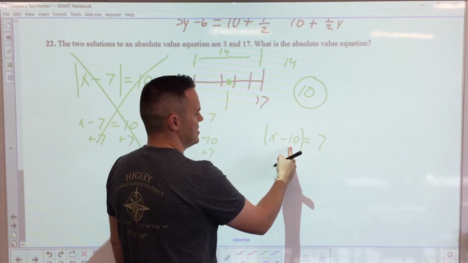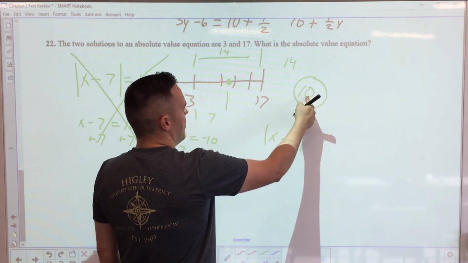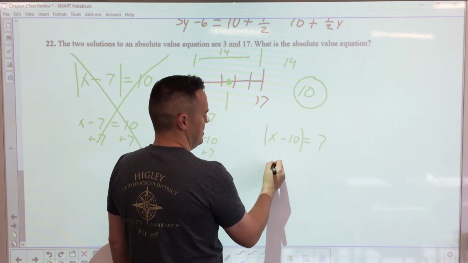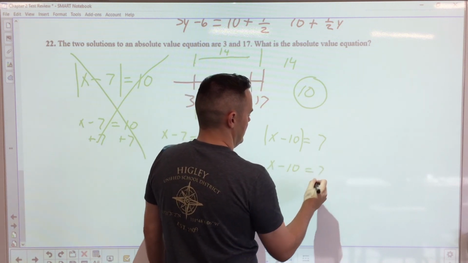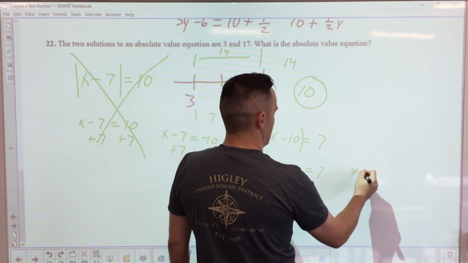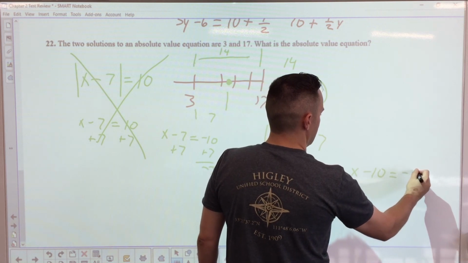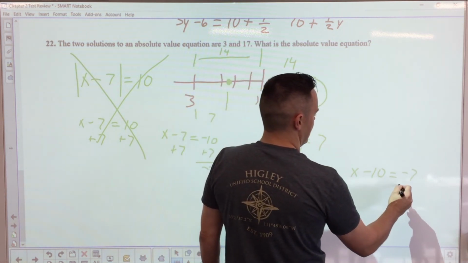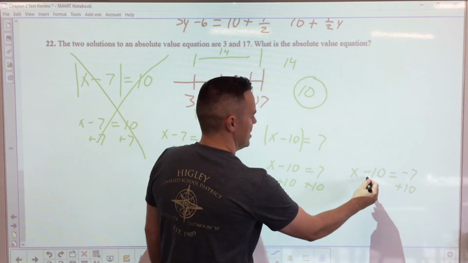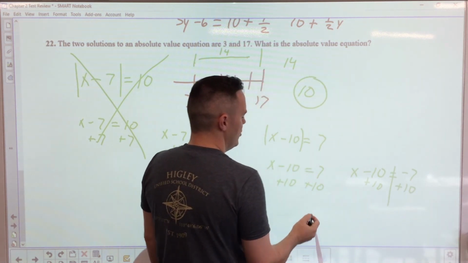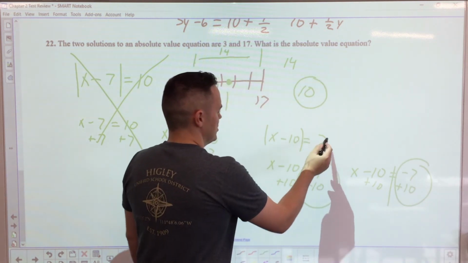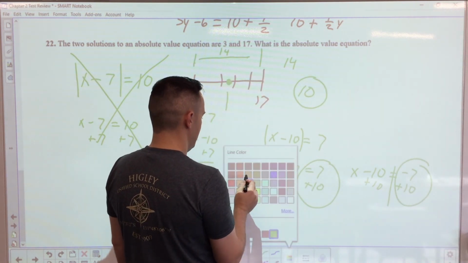So if I set the equation up like this, so the middle point, the midpoint goes here, and your difference goes on the outside. And then the other equation is x minus 10 equals -7. Add 10, ladies and gentlemen, to both sides, right? You get what? 17. 10 minus 7 is 3. So this is the correct setup.